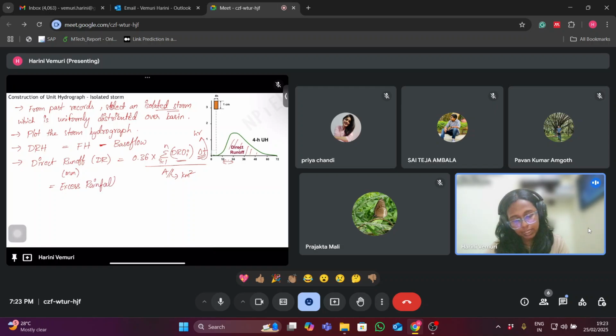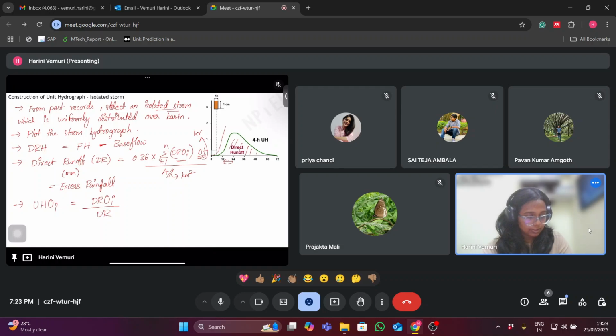But we know that the unit hydrograph is for 1 centimeter excess rainfall. If we have some 10 mm of direct runoff, by the principle of proportionality, we have to divide all the ordinates of DRH by 10. Then we will get the direct runoff hydrograph for 1 centimeter excess rainfall. So to calculate unit hydrograph ordinates, you will divide the direct runoff ordinates with this direct runoff volume.